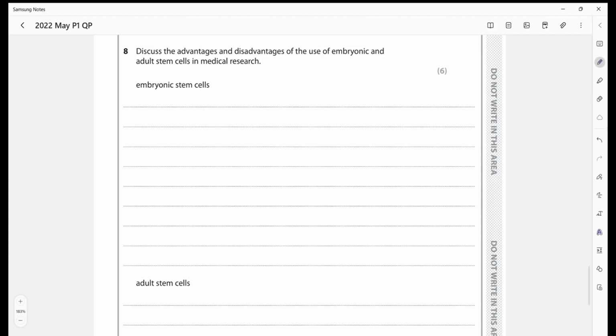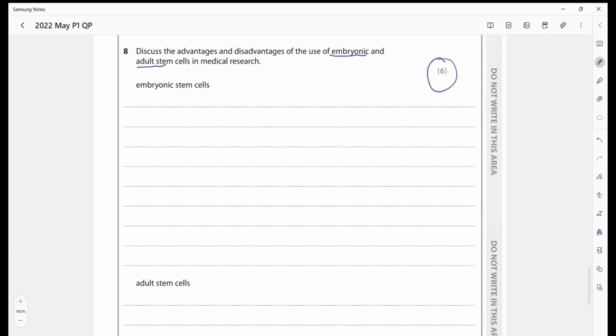Let me just switch this to a pen. So they originate from embryos, right? So they're found in the early stage of development, whereas the adult stem cells are found in adult tissue. So for example, our bone marrow. So our bone marrow consists of stem cells that can differentiate to form red blood cells and white blood cells.